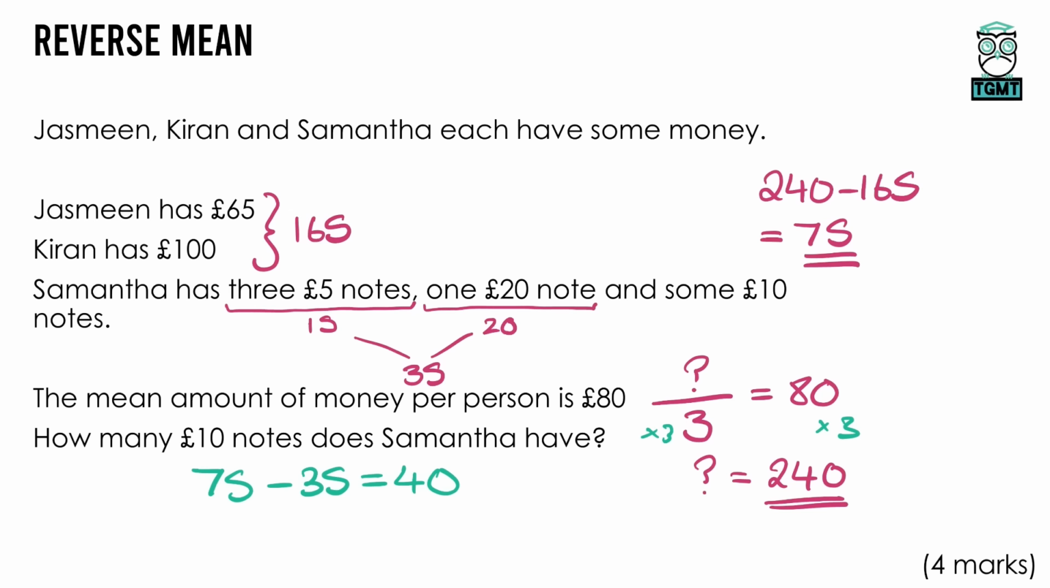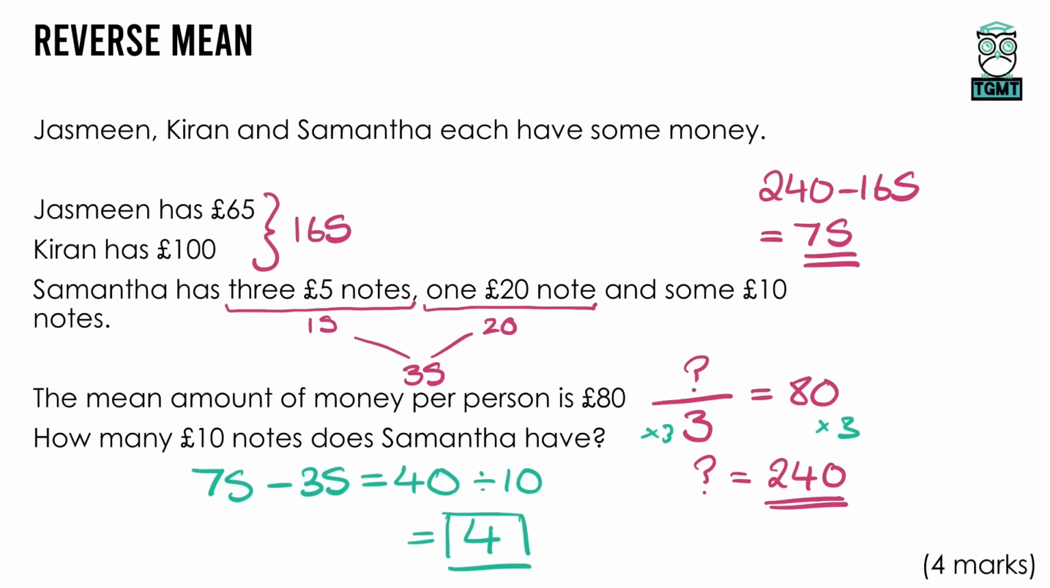So clearly you can see, and 10 is a nice number for this, that that's going to be 4 £10 notes. But of course we could just write divide by 10, and that is equal to 4. So Samantha has 4 £10 notes, which would give her that additional £40, which would make her total be 75, and the total of everybody be 240. And there we go, there is a reverse mean question, thinking about multiplying the mean by the amount of people to get that total.